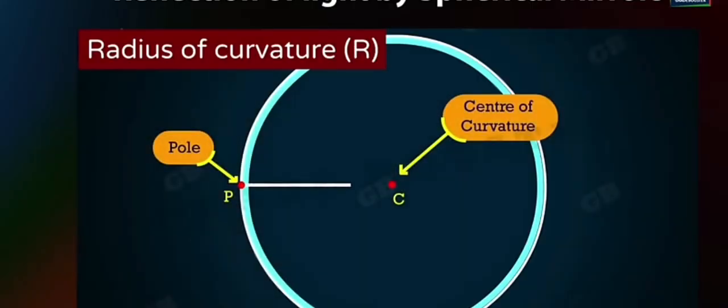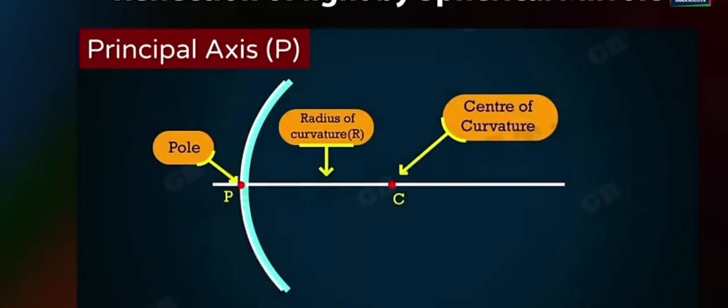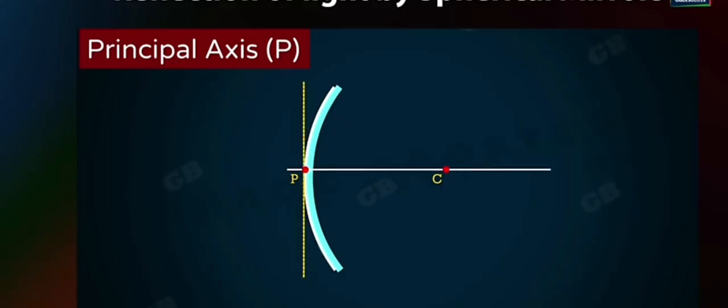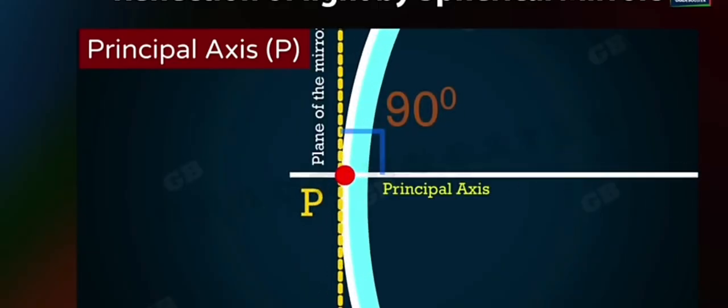Radius of curvature. The radius of curvature R of a spherical mirror is the radius of the imaginary sphere of which the mirror is a part. Principal axis. The line joining the pole and center of curvature is called the principal axis. We should remember that the principal axis is normal to the mirror at its pole. That means at the point of the pole, the angle between the plane of the mirror and the principal axis is 90 degrees.